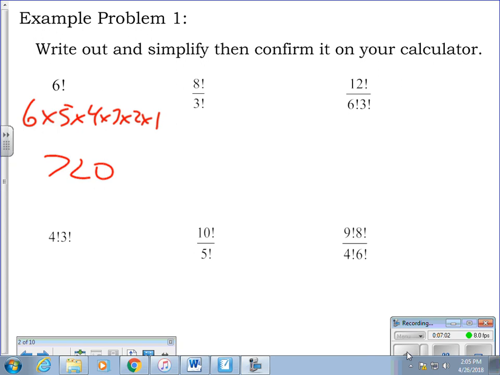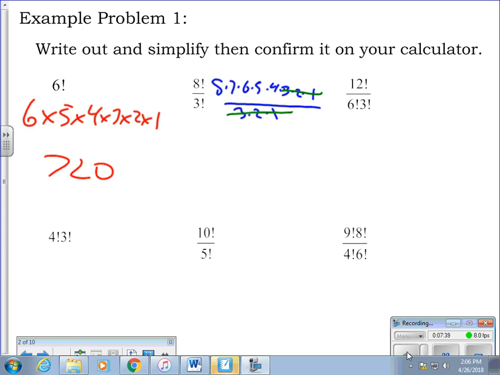So the next one, 8 factorial over 3 factorial is 8 times 7 times 6 times 5 times 4 times 3 times 2 times 1, over 3 times 2 times 1. Now, when I was your age, this is what I would do. And what I would do here, 3 times 2 times 1, cancel them out. And then just multiply that part. So if you're doing it by hand, that's what you really want to do.